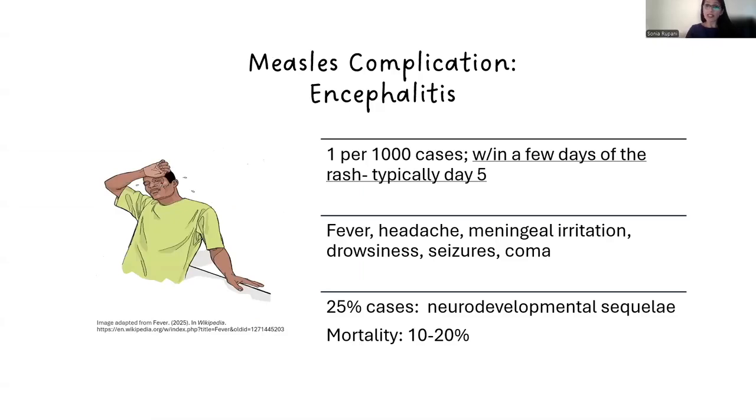Measles can also cause neurological complications like encephalitis. This is seen in 1 in every 1,000 cases, and typically within the first few days of the rash. It can happen anytime between 1 to 14 days, but typically we see on day 5 that the patient may start having encephalitis, presenting with signs of meningeal irritation: very high fever, photophobia, nausea, vomiting, stiff neck, nuchal rigidity. All of these are seen along with seizures and coma. Now, 25% of the survivors of measles encephalitis can have neurodevelopmental sequelae, and the mortality is high, 10 to 20%.